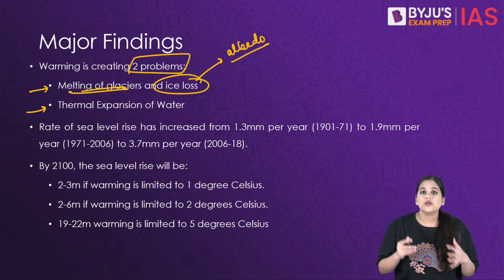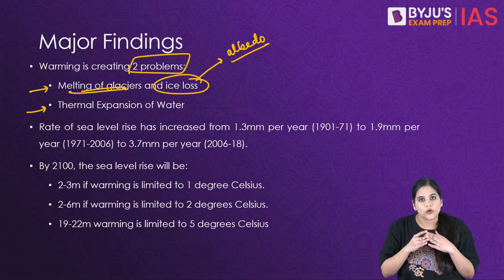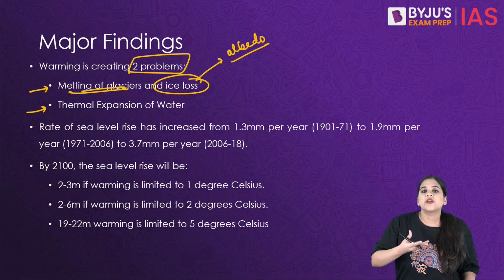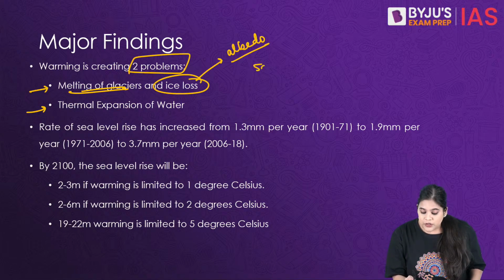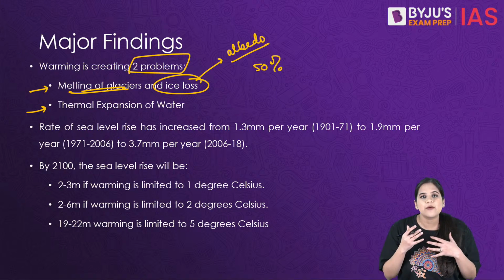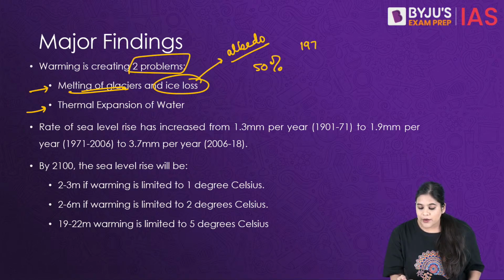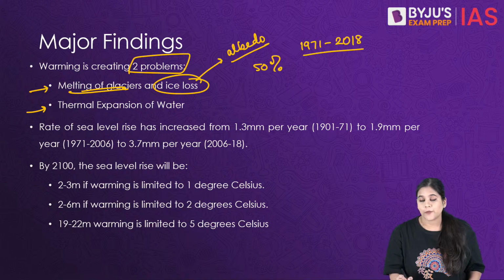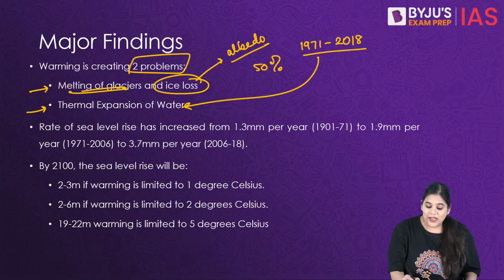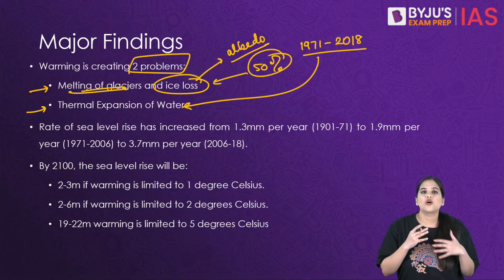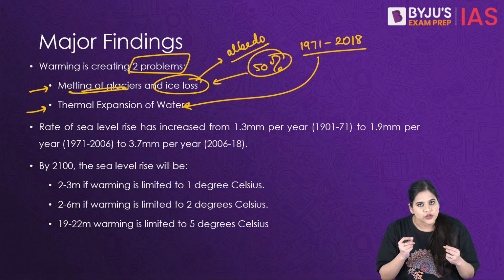Secondly, there is also thermal expansion of water. When water's temperature increases, it expands, right? So 50% of the global sea level rise between 1971 and 2018 has been caused by thermal expansion of water, while the rest of the 50% is caused by the melting of the glaciers.